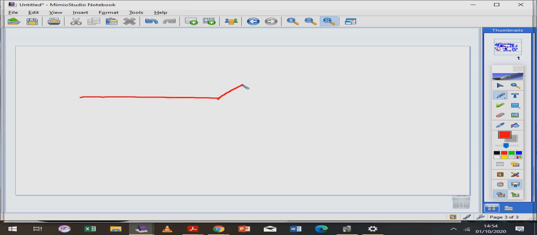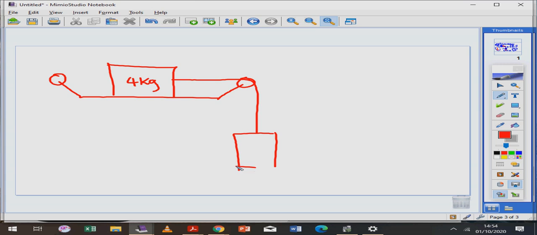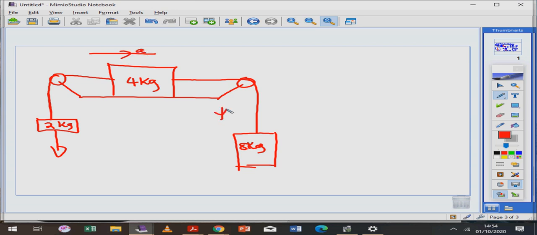This time I still have a table, pulley, another pulley, big mass, 4 kilograms. I have another mass here, let's call it 8 kilograms, and I have another mass here that is 2 kilograms. So I think we can see that the system will accelerate to the right, and in this case it will accelerate downwards, and in this case it will accelerate upwards. So the question is the same: what is the tension in the two ropes?